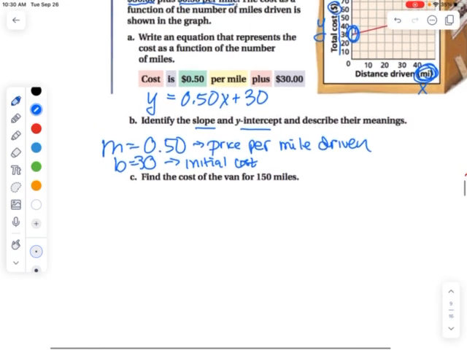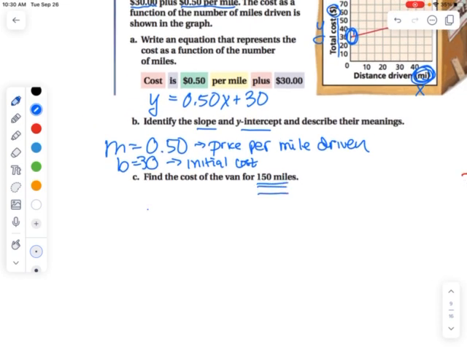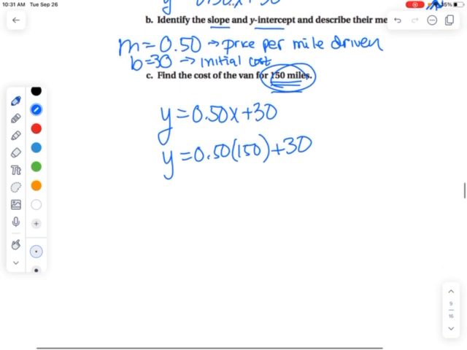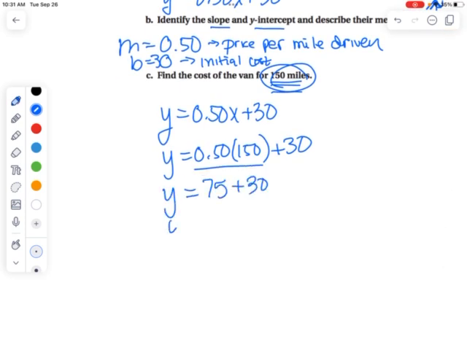Now, we're asked to find the cost of the van if we drive it 150 miles. So I'm going to use my equation. I'll copy it down. And I have to figure out, where do I plug in 150? Do I plug it in for X or Y? Well, back up to my graph. X is the number of miles. So I'm going to plug it in for X. Using order of operations, I'll multiply. So I should have 75 plus 30, and Y equals 105.